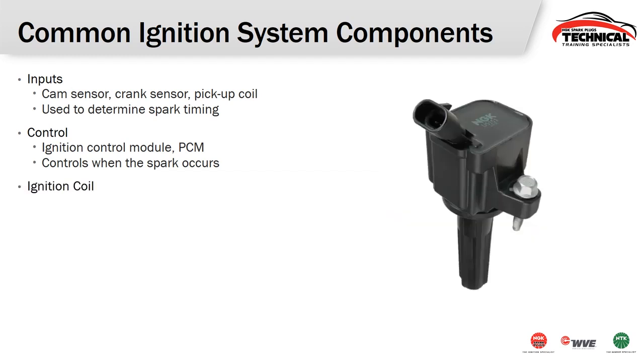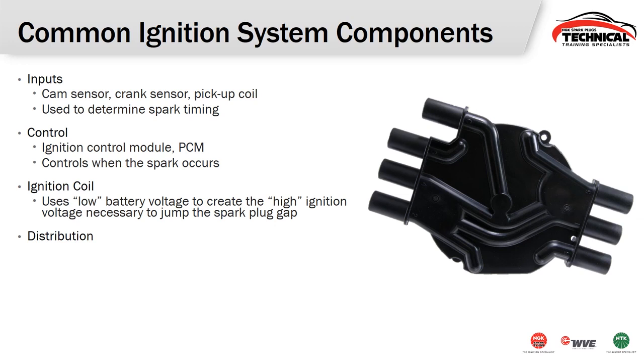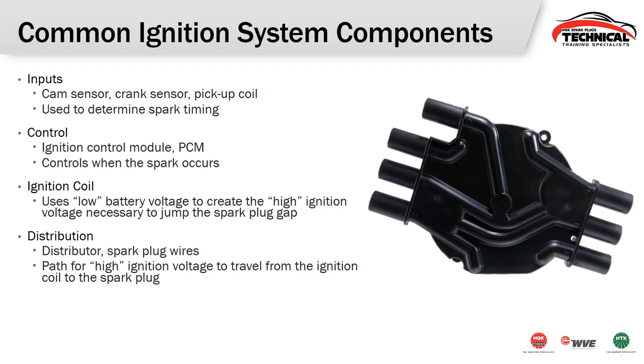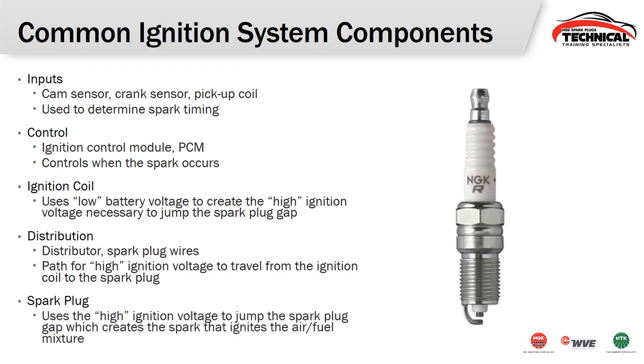Then we have something that creates a large amount of power. We have our ignition coil that's going to take our small amount of charging system or battery voltage, and it's going to increase that significantly to ignition voltage. So every car has basically a step-up transformer. Then we have some sort of distribution. So this could be an old distributor, spark plug wire, ignition coil boot, whatever it may be. And then lastly, we have our spark plug, the final destination of that high voltage. This is what's creating that heat inside of the cylinder. It's got that high ignition voltage crossing the gap, creating the spark, starting our ignition event.